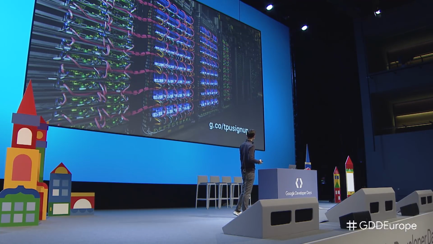And at g.co/TPU signup, there is a signup form if you're interested in finding out more information about those. That link is also the place to go to find out about the TensorFlow Research Cloud. So we're making 1,000 of those cloud TPUs available for free to machine learning researchers, because there are so many people that have great ideas but limited access to the kind of hardware to do the really state-of-the-art research. So check out that link as well if you would like to apply for that.